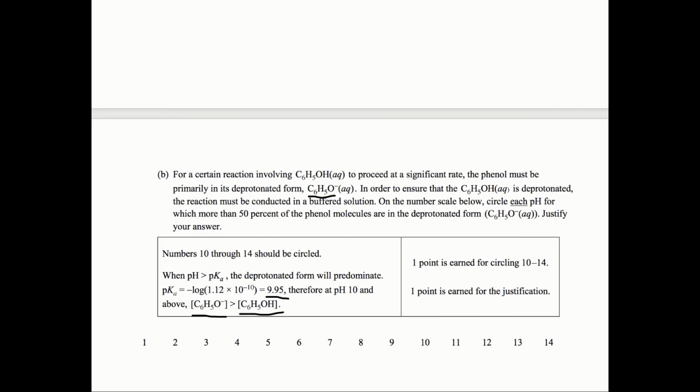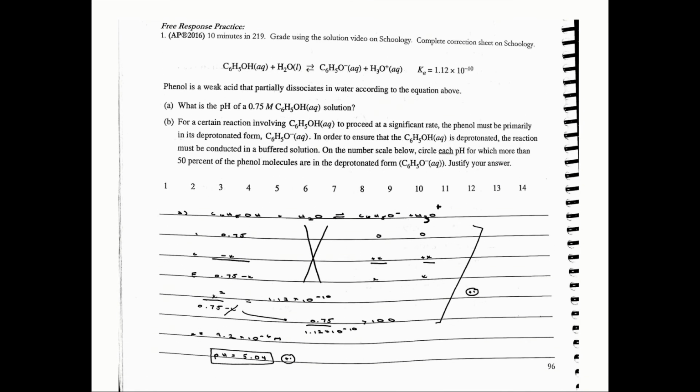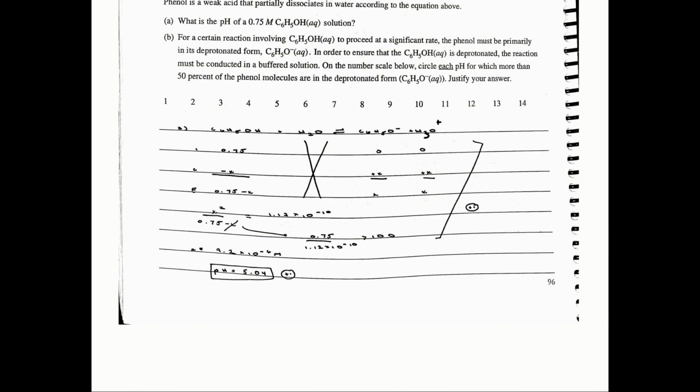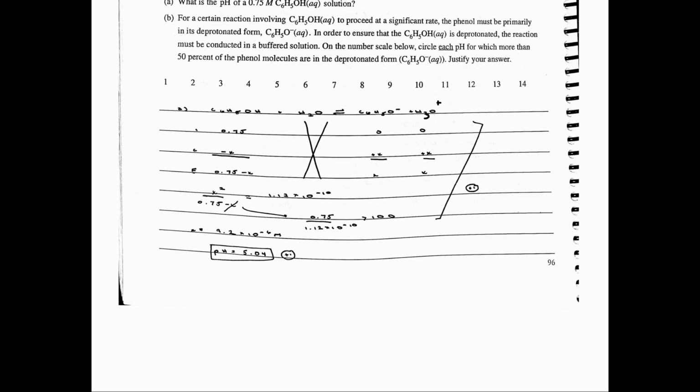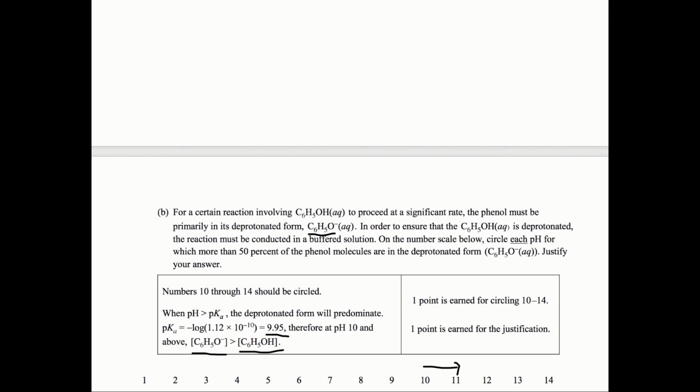So the pHs I would want to circle are 10 and all of the ones above 10. Just as a quick review, if I have equal amounts of these two, that is when I'm at my half equivalence point, where pH equals pKa. But because it said I want more than 50% to be deprotonated, I need to be beyond my half equivalence point, meaning I want my pH to be above the 9.95 that I calculated previously.